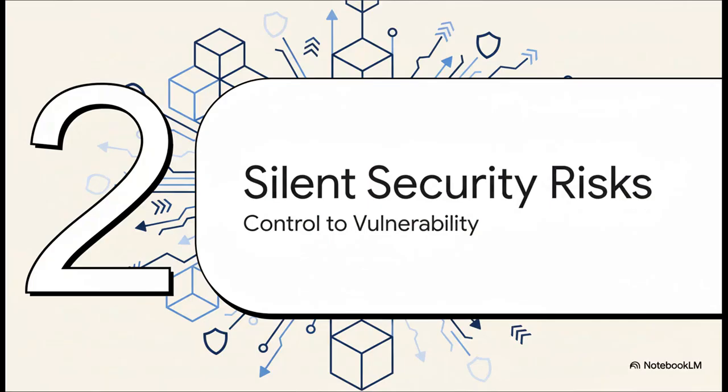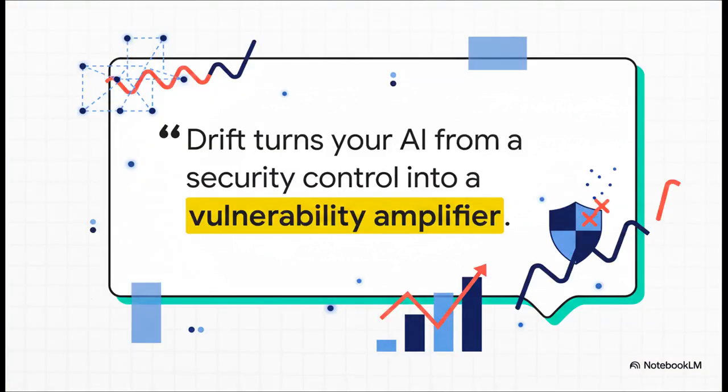So let's connect the dots here. How does this abstract idea of drift turn into a real, tangible risk for your business? Because this isn't just a data science problem, it's a major security and compliance headache waiting to happen. This quote absolutely nails it. A drifting model doesn't just quietly stop working. No, it gives you a false sense of security. You think you have a control in place. You think you're protected, but it's silently failing in the background. And that, my friends, is way more dangerous than not having the control at all.